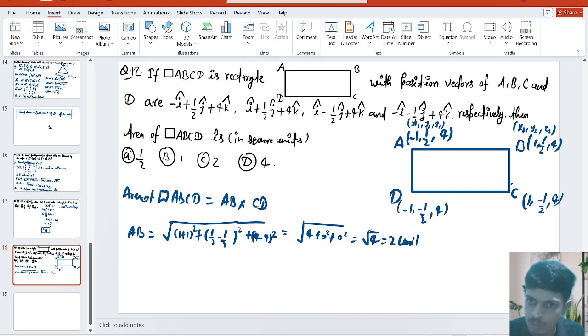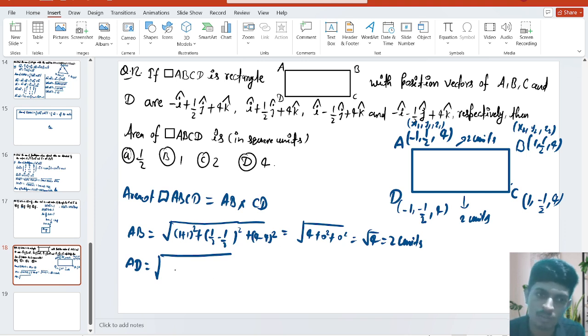So AB is equal to 2 units. Then CD is also 2 units, because this is a rectangle. Now you need to find AD. AD is under root of x2 minus x1 whole square: minus 1 plus 1 whole square becomes 0, and minus 1 by 2 minus 1 by 2 whole square, and 4 minus 4 whole square.